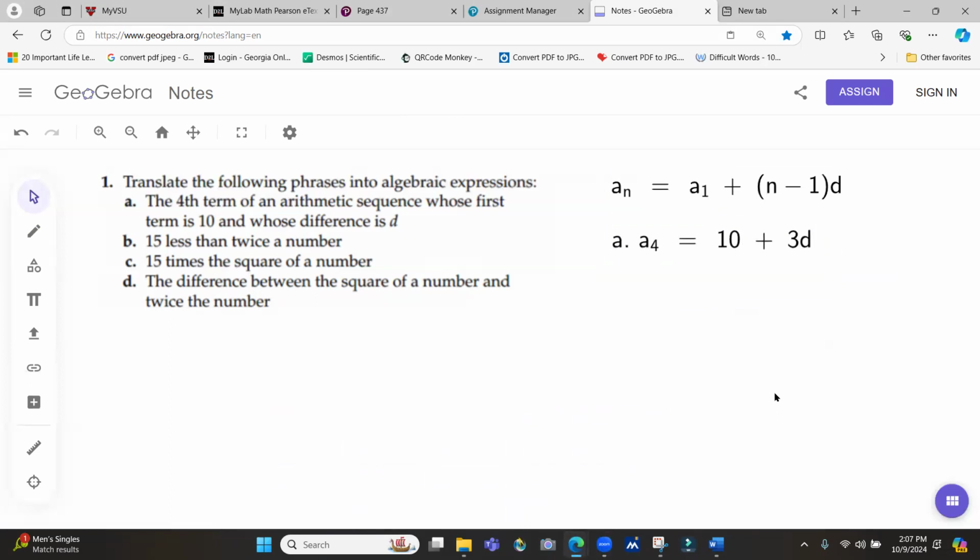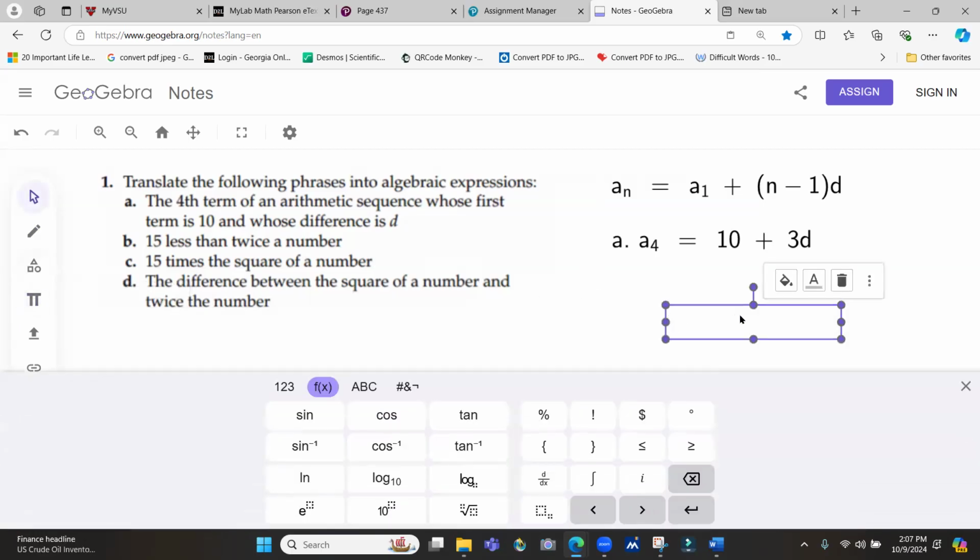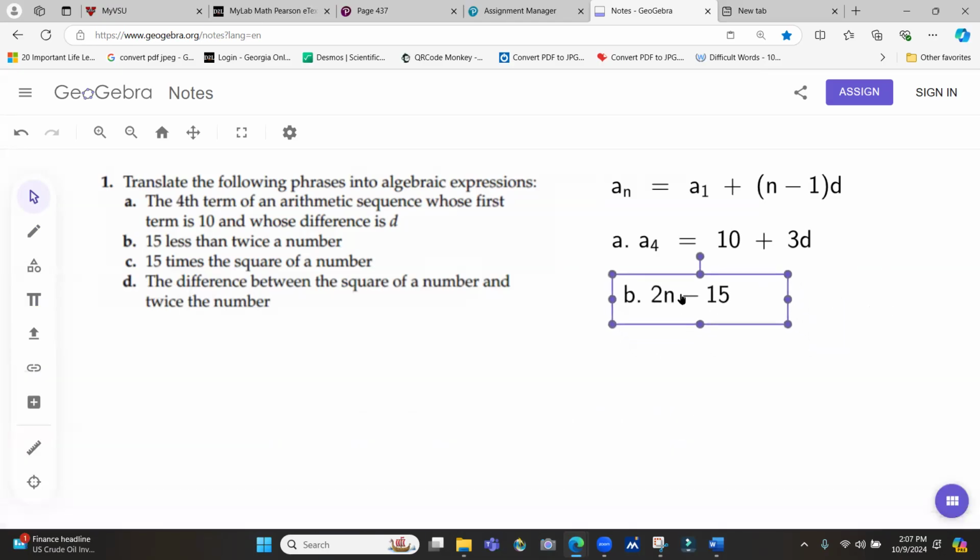All right. Now, part B has nothing to do with part A. 15 less than twice a number. So let the number be n. Okay. B. If the number is n, 15 less than twice the number will be 2 times n minus 15. And you probably want to write, let the number be n, but it's kind of understood. And if your number is a, it'll be 2a minus 15.